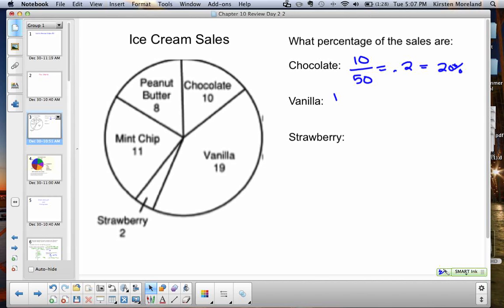Vanilla is 19 out of 50. When I divide that on a calculator, I get 0.38, which gives me 38%.